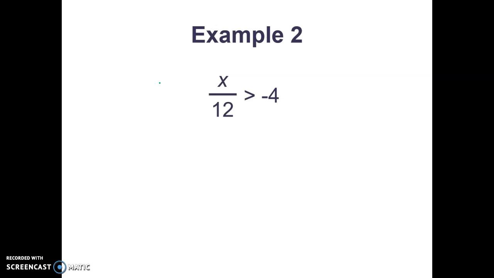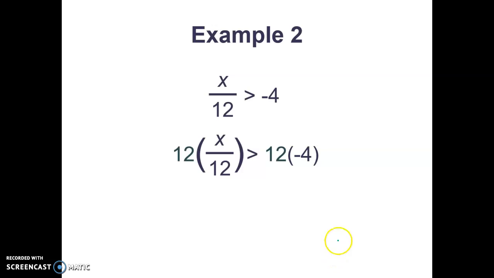Now x is being divided by 12. We want to get x by itself. And the opposite of dividing by 12 is multiplying by 12. So we're going to multiply both sides by 12. And 12x divided by 12 is just x. 12 times negative 4 is negative 48.